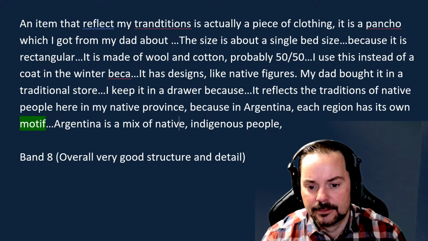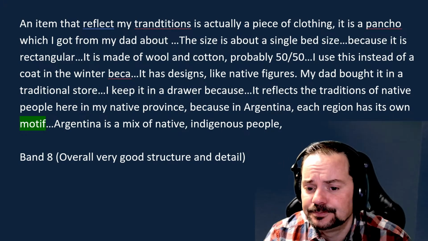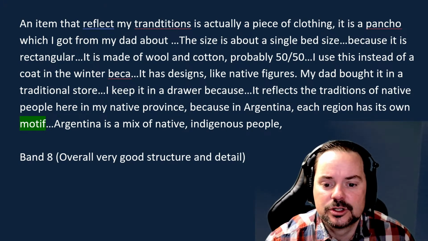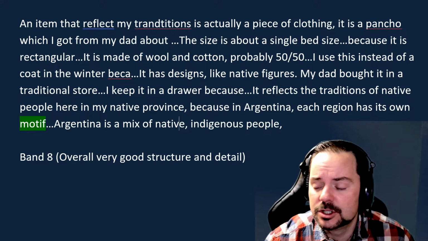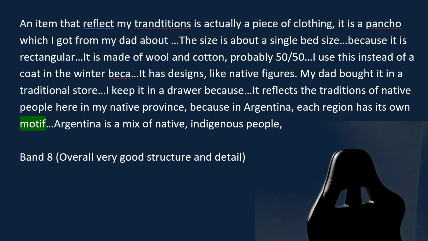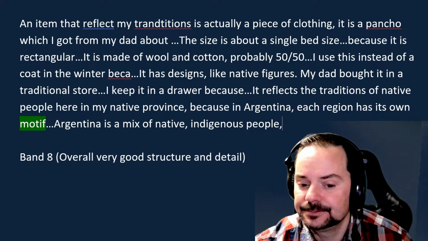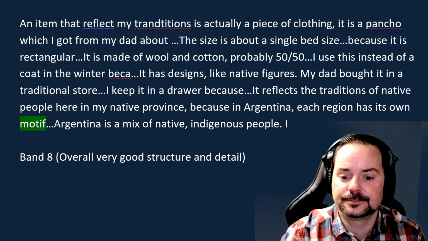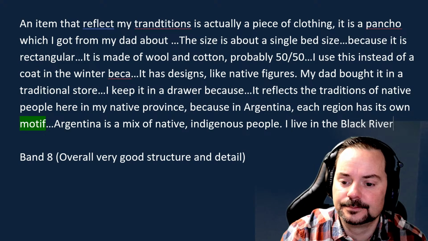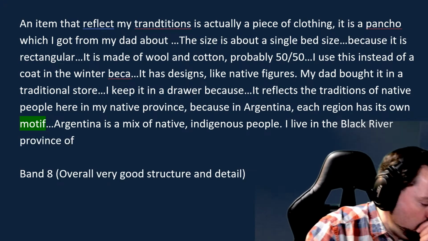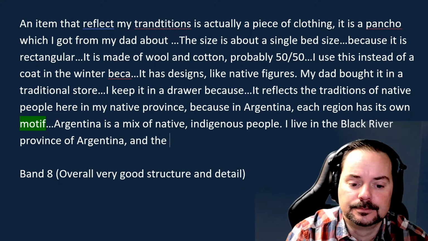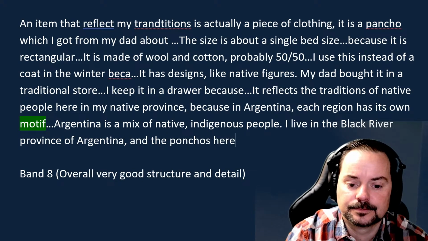So you said that my province has its own kind of motif or its own style. So what's unique? What's the name of your province and what's unique about the style? Can you say a little bit about that? Yeah, my province is, well, in English, Black River. And also, well, the motifs are kind of like squares. Sometimes they imitate the shape or the drawing of llamas.